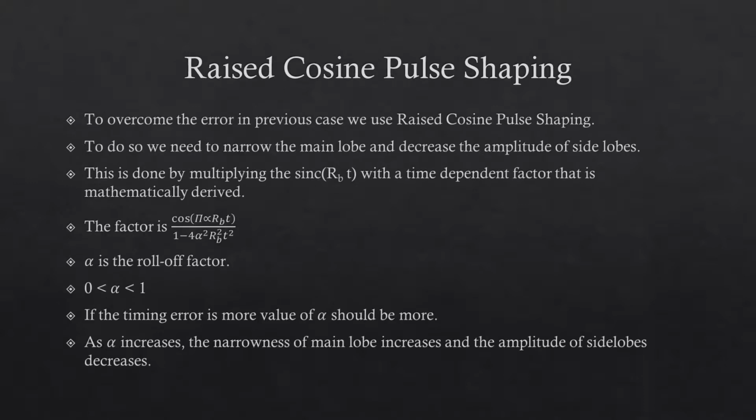Raised cosine pulse shaping. To overcome the error in the previous case, we use raised cosine pulse shaping. To do so, we need to narrow the main lobe and decrease the amplitude of side lobes. This is done by multiplying the sinc(R_b t) with a time-dependent factor that is mathematically derived. The factor is cos(pi alpha R_b t) divided by 1 minus 4 alpha squared R_b squared t squared. Alpha is the roll-off factor. The value of alpha lies between 0 and 1. If the timing error is more, then the value of alpha should be more. As alpha increases, the narrowness of the main lobe increases and the amplitude of side lobes decreases.